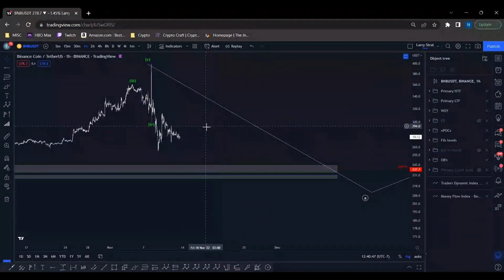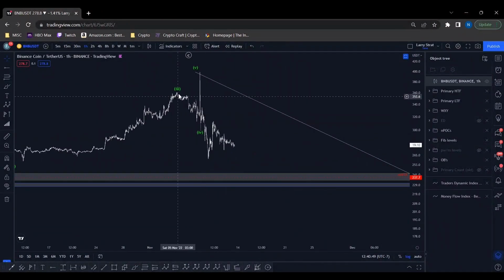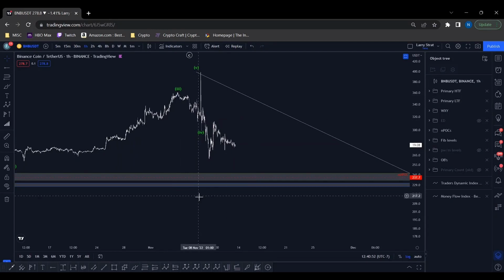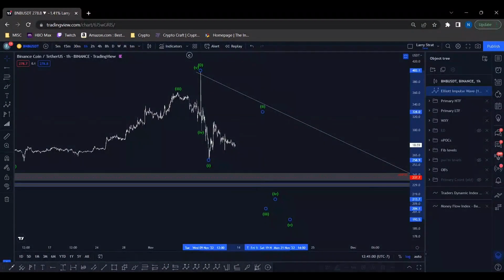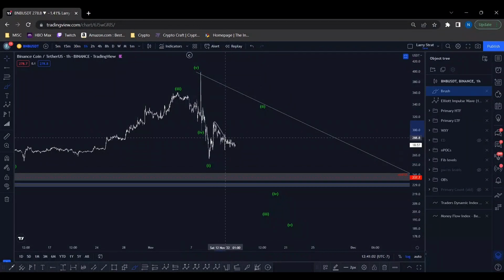The lower time frame count for this one has been a little difficult. We can get it to finish right here, but just like with our other assets, we're not sure if this is done right now or if it still has to finish this and then have another leg up.